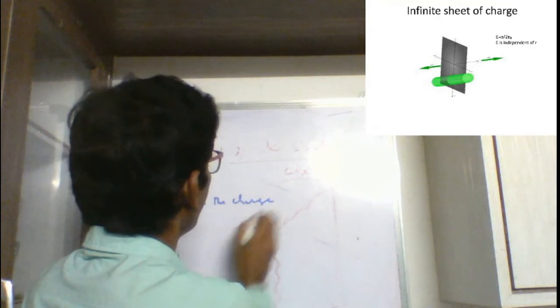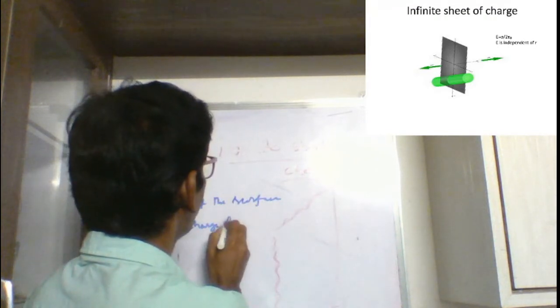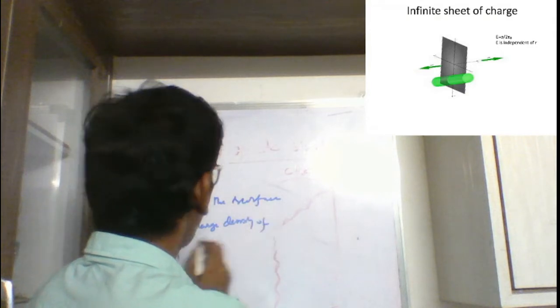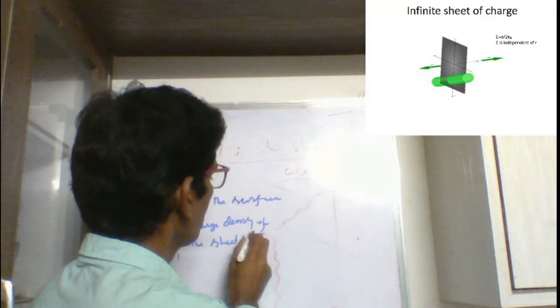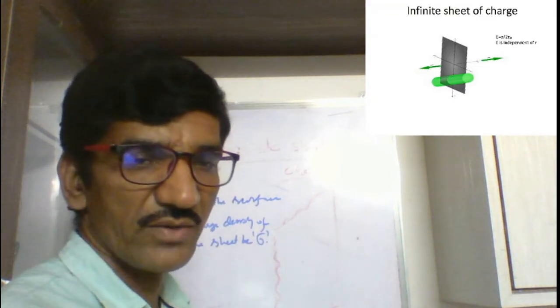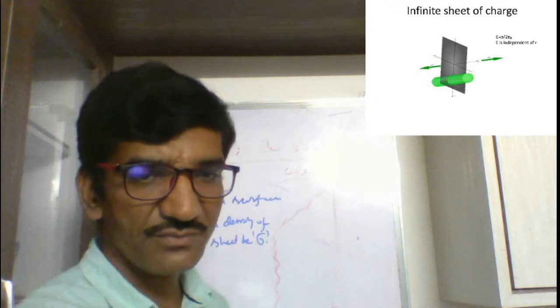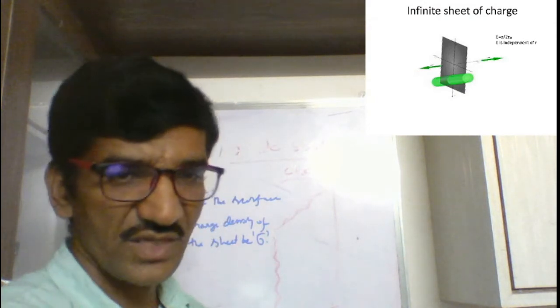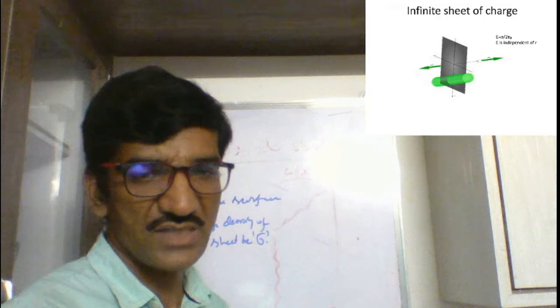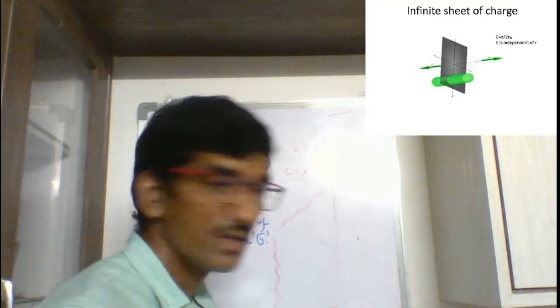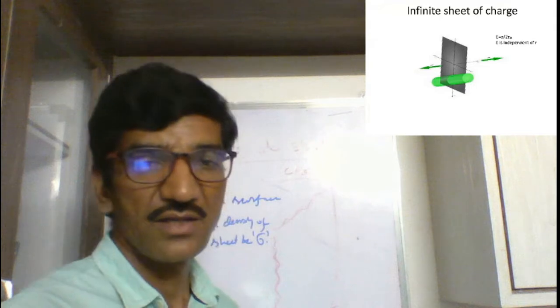Now let us assume that the surface charge density of the sheet be sigma, small sigma. This will give you the distribution of charge over that sheet, a two-dimensional object. It is enough for us. It will give you the charge on the plate, or charge distribution on the plate.